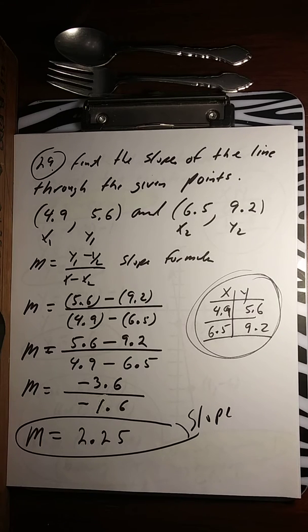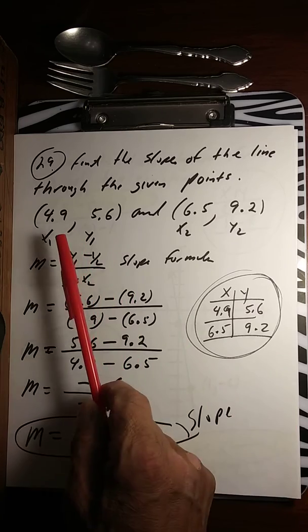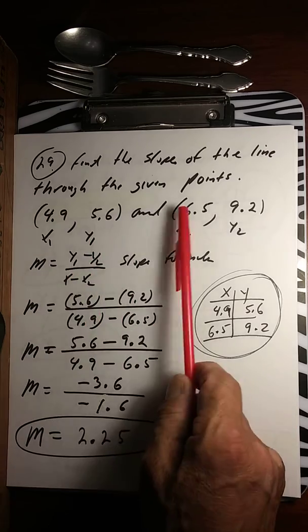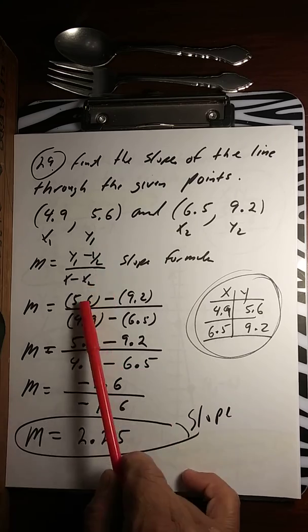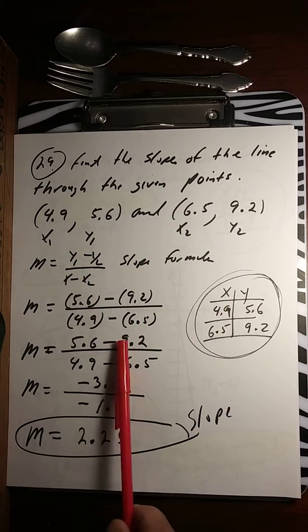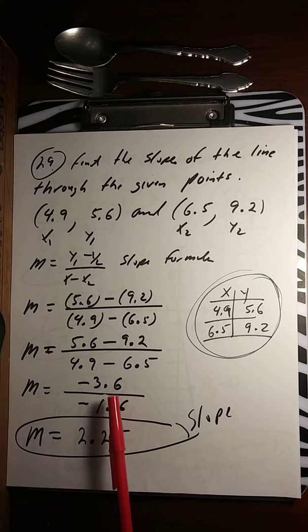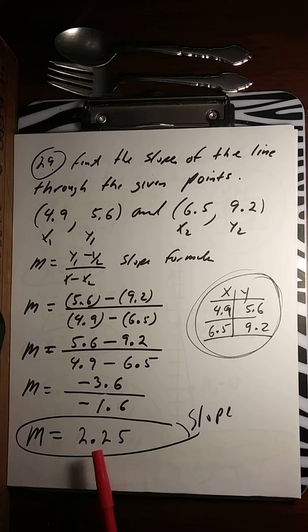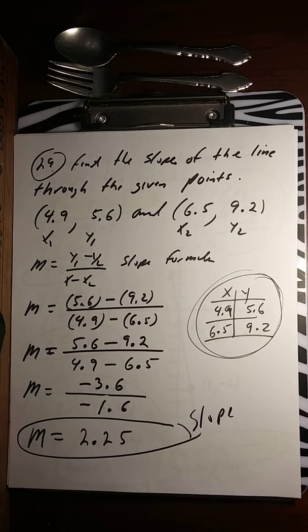Find the slope of the line through the given points. Okay. So we have x1, y1, x2, y2. So let's put the numbers in. 5.6 minus 9.2 over 4.9 minus 6.5. 5.6 minus that is negative 3.6. This minus this is negative 1.6. Divide those numbers, it's going to be a positive 2.25 for the slope between those 2 points.